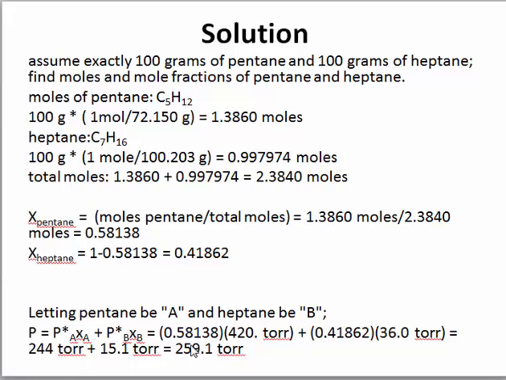Interesting points. Notice that this mixture is between the vapor pressure of pure pentane and the vapor pressure of pure heptane. Notice heptane, a larger molecule with more London forces between molecules, has a lower vapor pressure than pentane. And notice that these molecules, being made up of carbon and hydrogen, are nonpolar molecules. And so we might expect that a solution of these two molecules with similar attractive forces would behave like an ideal solution.